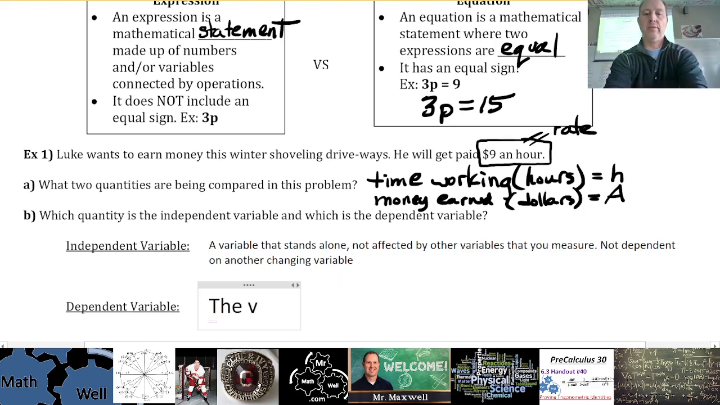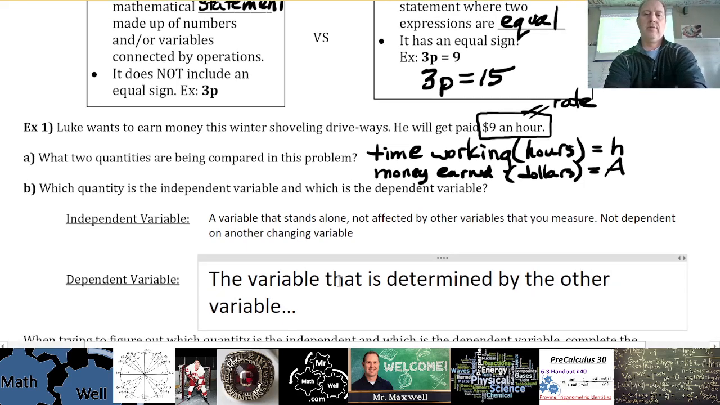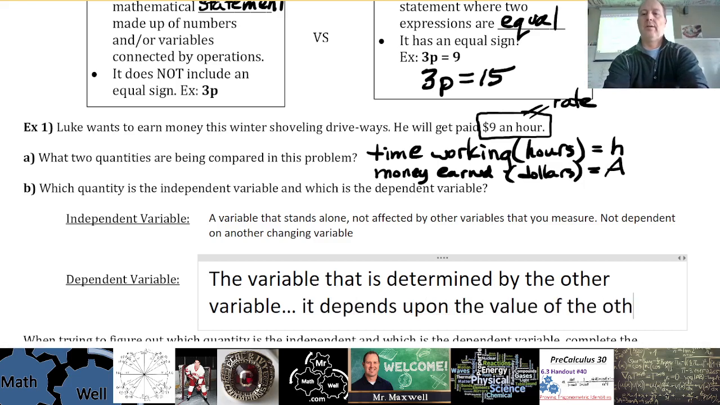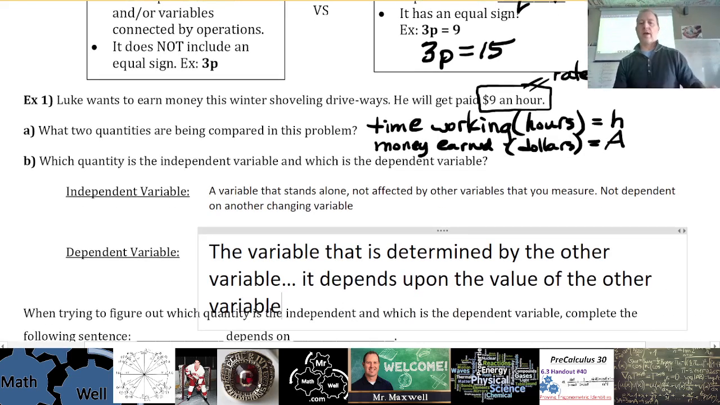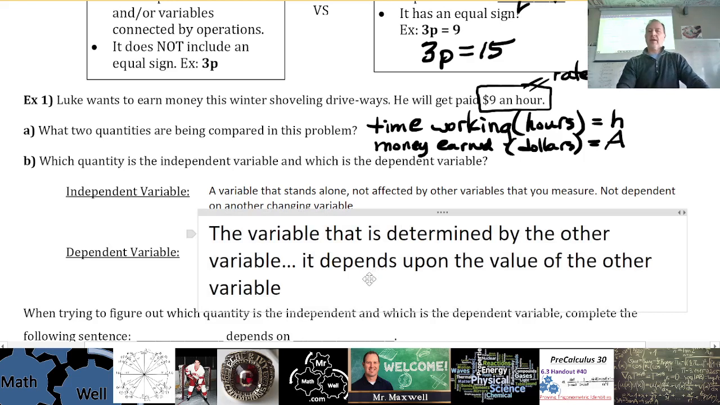The variable that is determined by the other variable. So it is determined, or it depends upon the value of the other variable. And this is when, of course, we're talking about two variables, just one or the other, independent, dependent. So the variable that's determined by the other variable, it depends upon the value of the other variable.